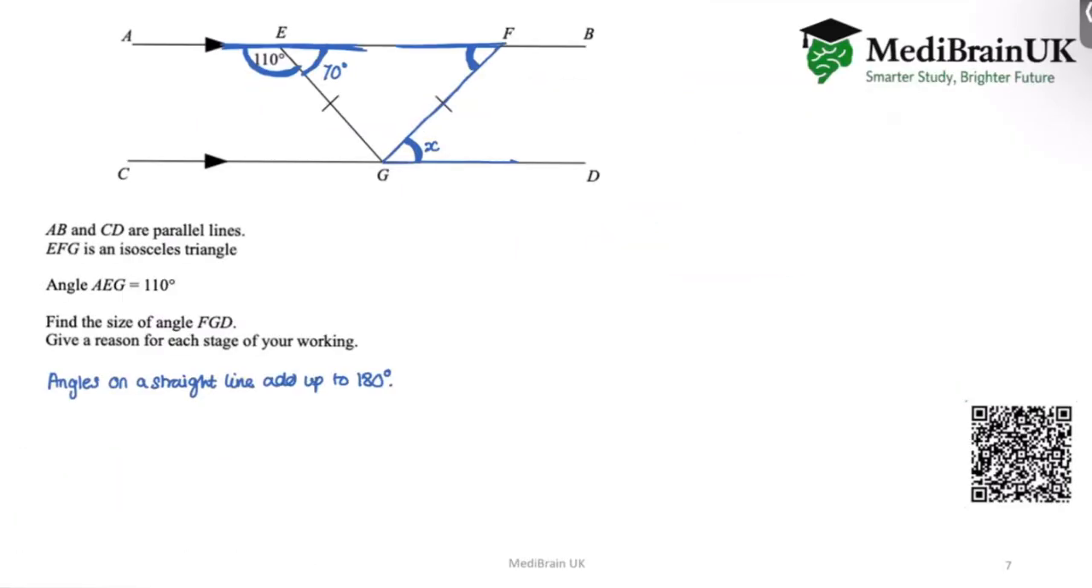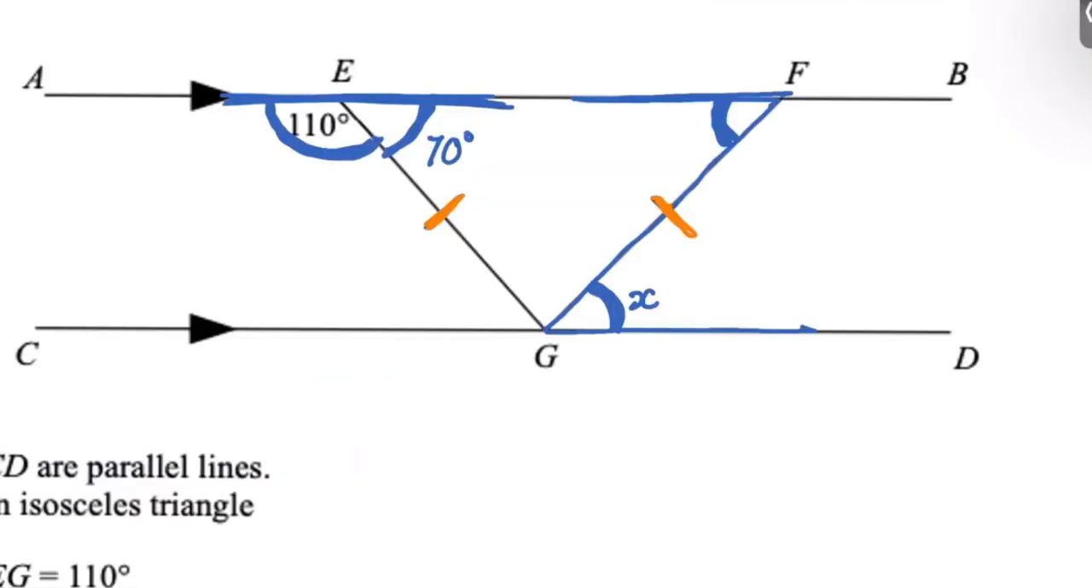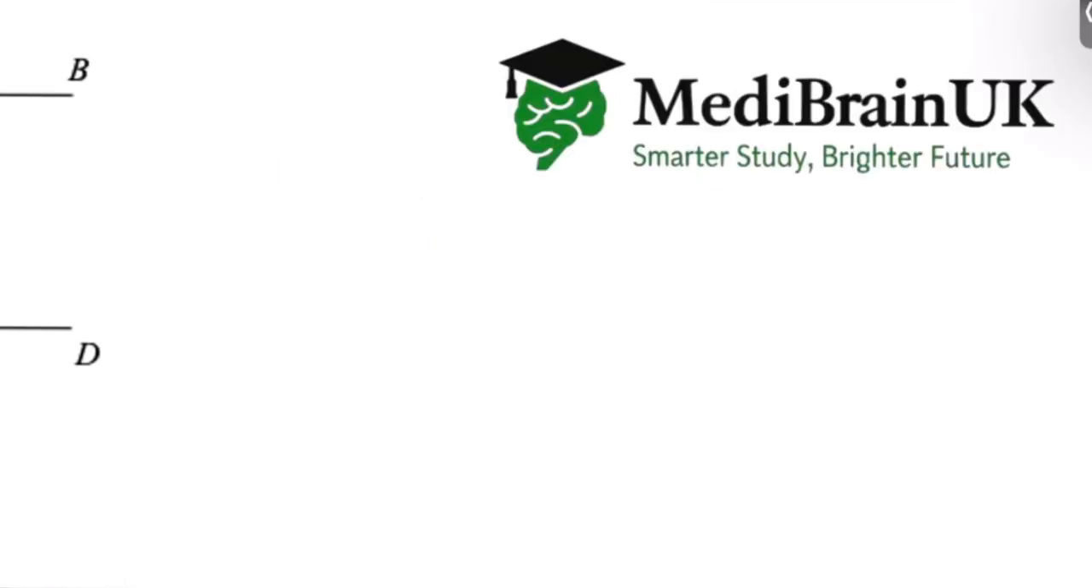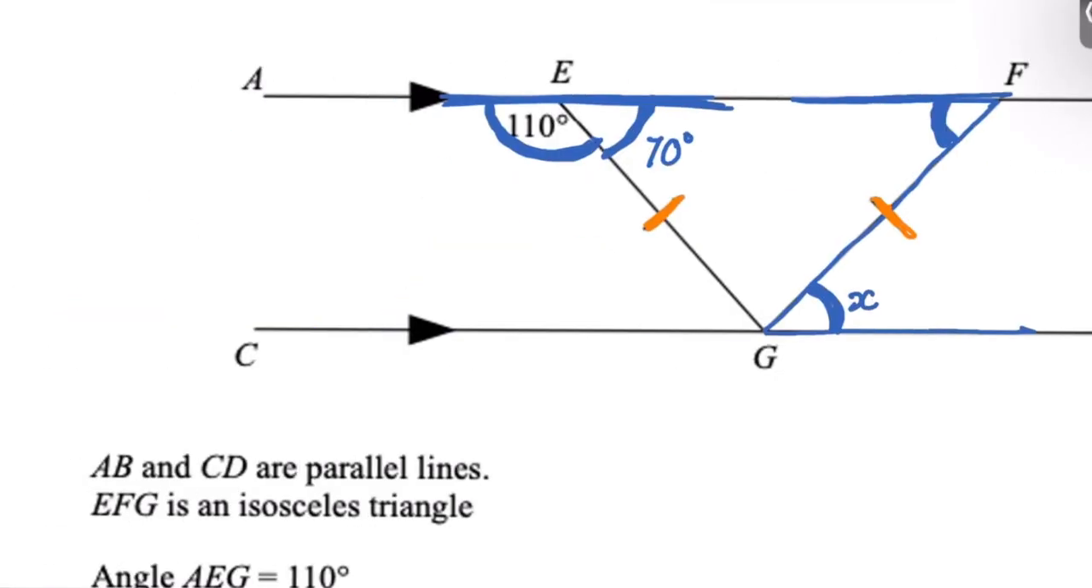Now, what do these lines on the triangle show us? These lines show us that those sides are equal in length. So if those sides are equal in length, that means that the angles must be equal as well. This is an example of an isosceles triangle because two sides are equal in length. That must also mean that the two bottom angles are equal. So this angle is equal to this angle, so this is going to be 70 degrees as well.